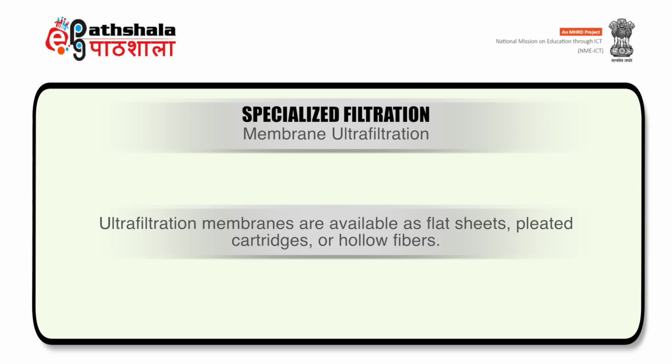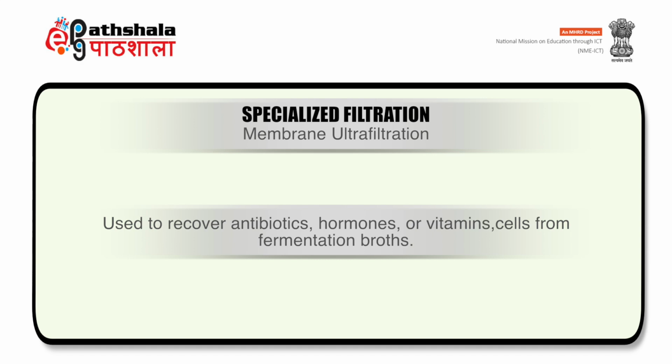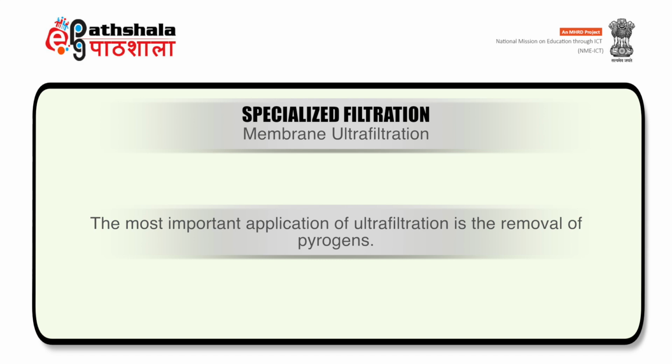Ultrafiltration membranes are available as flat sheets, pleated cartridges or hollow fibers. The hollow fibers have selective skin on the inside of the fiber. It is used to recover antibiotics, hormones or vitamins from fermentation broth. The most important application of ultrafiltration is the removal of pyrogen.